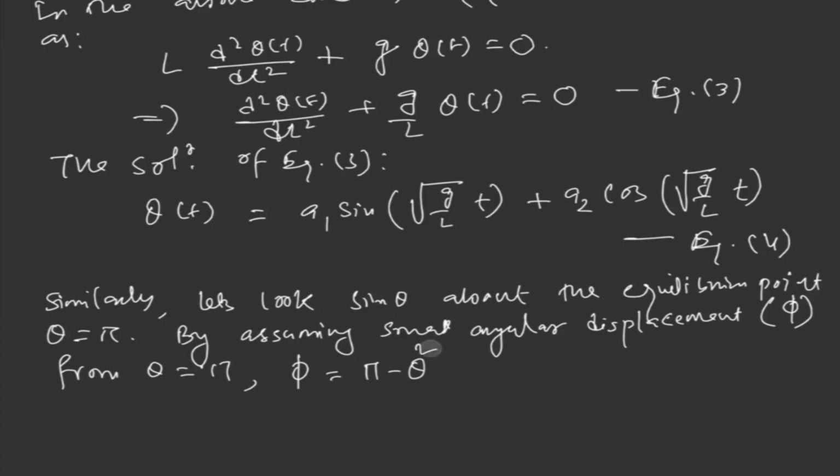We can write this expression. So now, if you write sine of theta, we can write sine of phi. Because sine of pi minus phi is equal to sine phi, we can write this. And this is also, for small angular displacement of phi, we can write phi. Right, this we can also write.